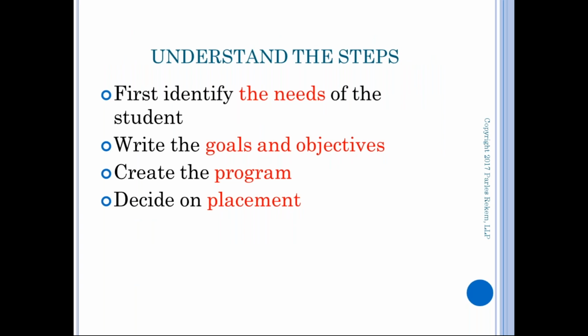Okay, so before we go to the actual IEP, I just wanted to kind of go through the steps and understand the steps. First, we must identify the needs of the student, and as Denise said, the needs are identified in the evaluation. Once we have the needs all listed, we can go to the next step and write the goals and objectives that will be included in the IEP. And then we can begin to talk as a team what program would be appropriate for the student, and then finally what placement would be appropriate.